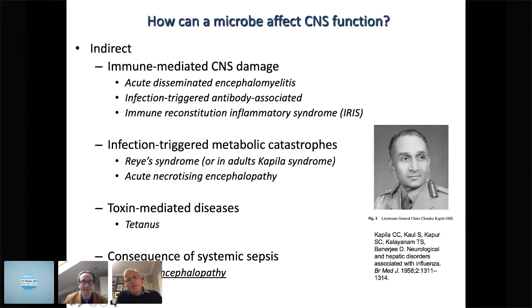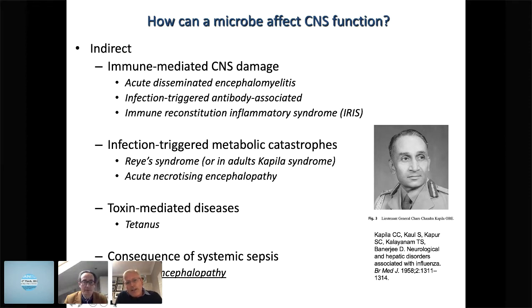But there are other mechanisms through which microbes can affect CNS function indirectly. Infections can trigger immune-mediated central nervous system damage, such as post-infectious or para-infectious acute disseminated encephalomyelitis. Infections are now recognized to trigger autoantibody-associated forms of encephalitis. And in immunosuppressed patients who are taken off immunosuppression, or HIV patients who are immune reconstituted, that too can in some cases result in brain inflammation called IRIS.